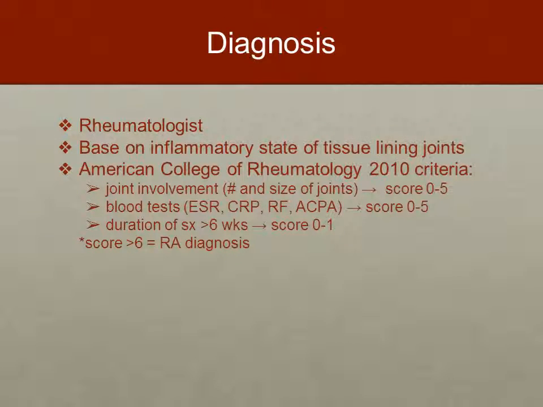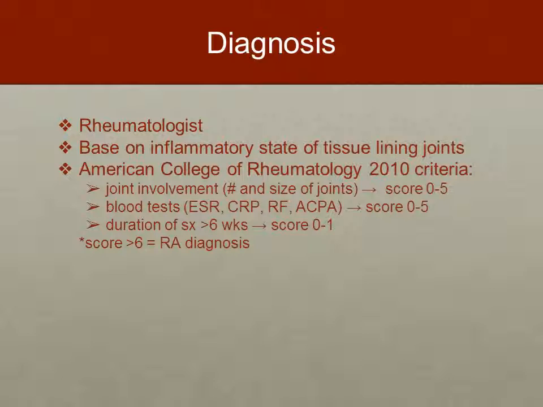So diagnosing RA has evolved over the years, but the 2010 criteria by the American College of Rheumatology uses joint involvement, blood markers, and duration of symptoms, and gives each of those a score, and a higher score being an RA diagnosis. So specifically a score greater than 6 will be you being diagnosed with RA.